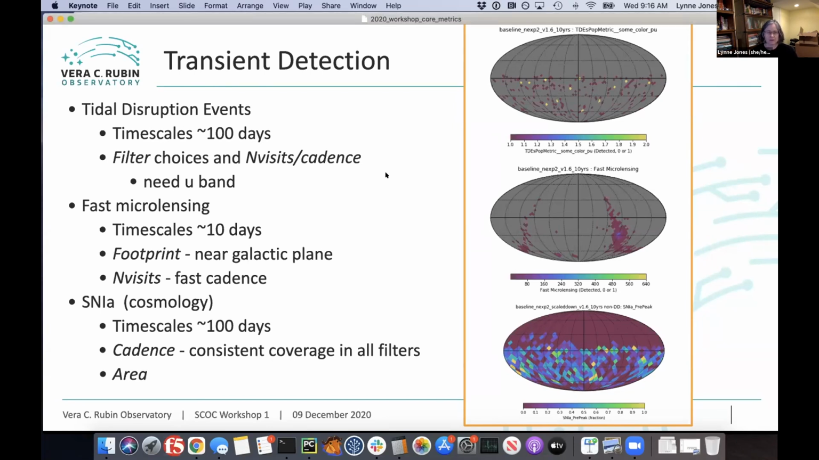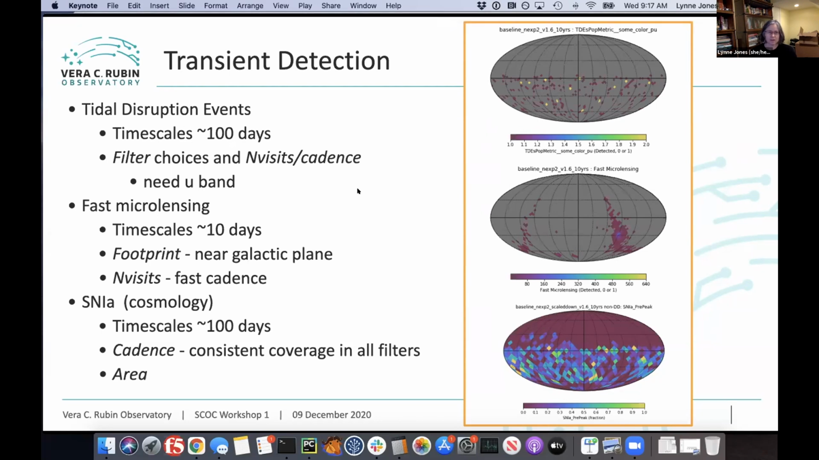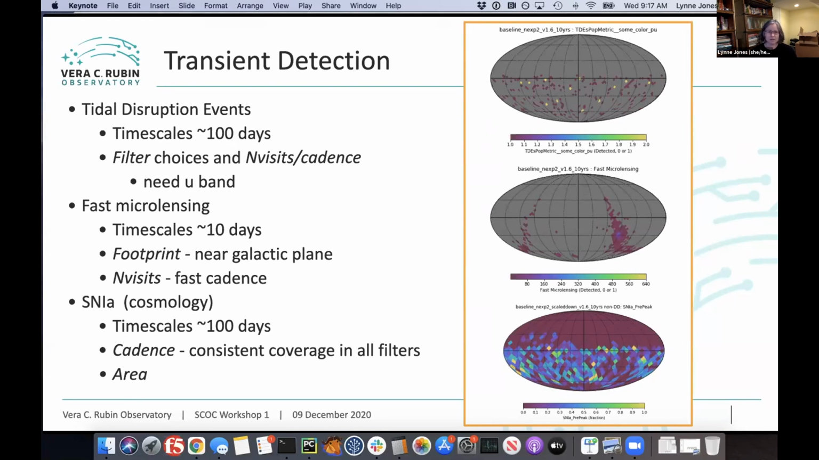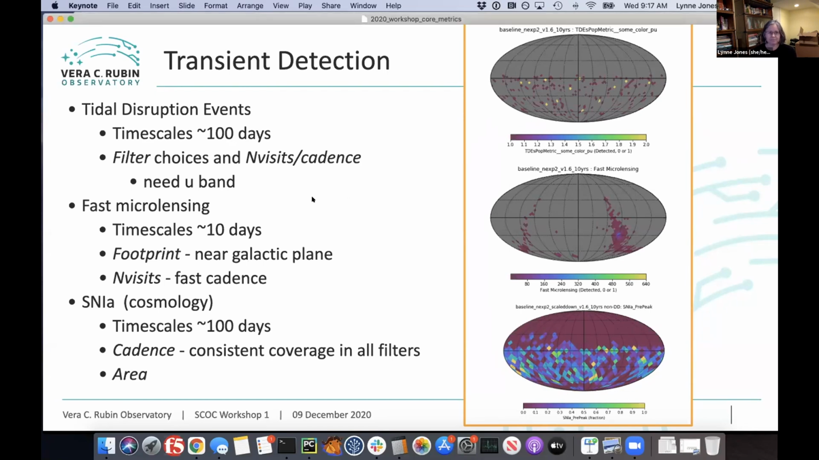So here we have a few that are sort of a little bit like canaries. The tidal disruption events, TDEs, they're distributed all across the sky. So you can see a metric up here, whether we detected it or not. The timescales for these events is about 100 days. But what's really important is the filter choices and the number of visits for the cadence. And in particular, for detecting the TDEs and understanding that we saw a TDE in each U-band. So this metric is really sensitive to reducing the number of U-band visits or changing the cadence of U-band visits.